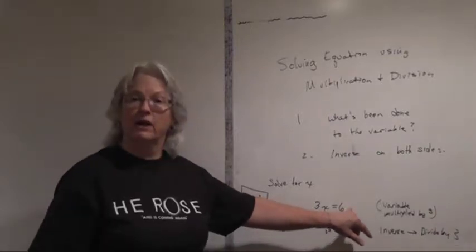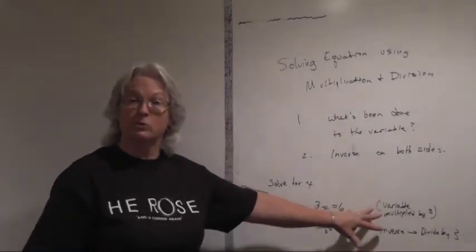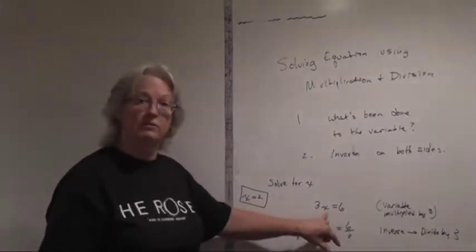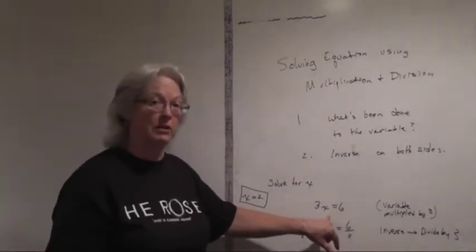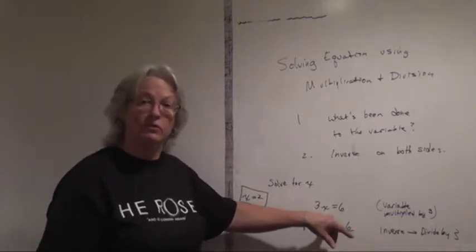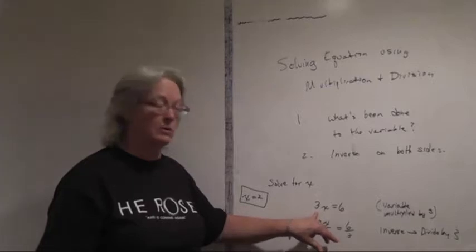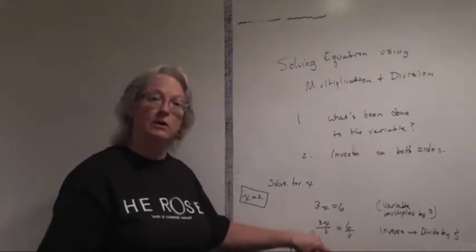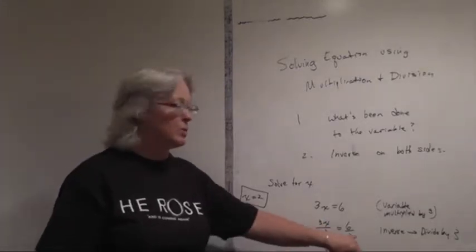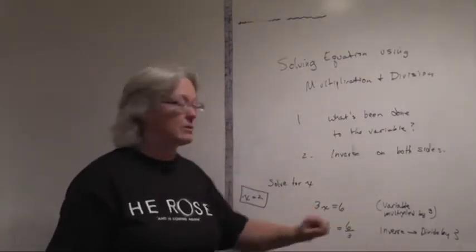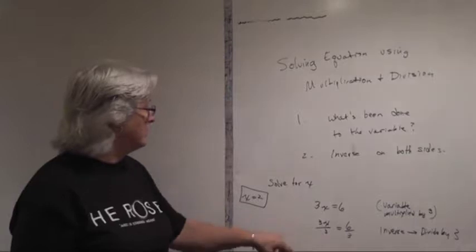This side over here hasn't been multiplied by 3, but that's not what we're looking for. All we're looking for is what's been done to the variable. It's been multiplied by 3. Now we take the inverse operation, which is division. We're going to divide by that same number. So we're going to divide by 3. To keep our equation in balance, you have to divide both sides of the equation by 3.